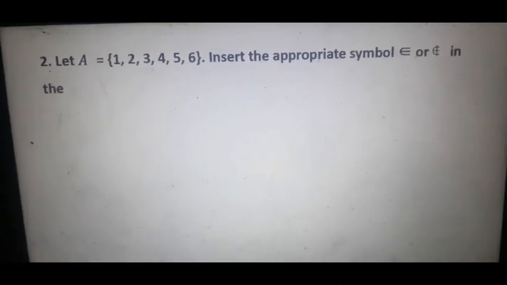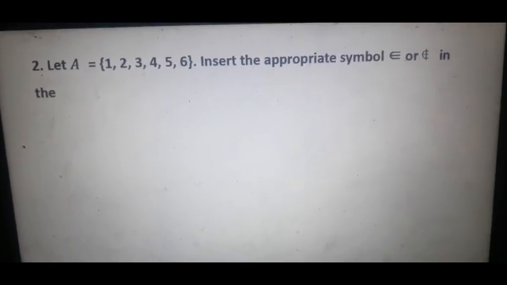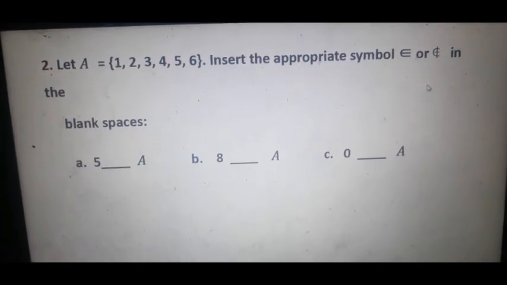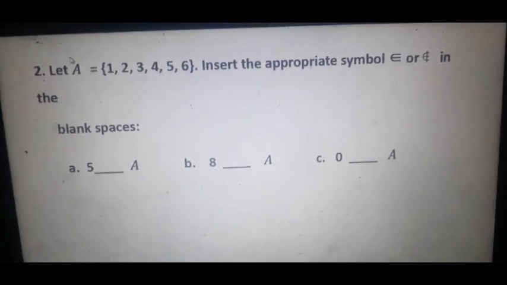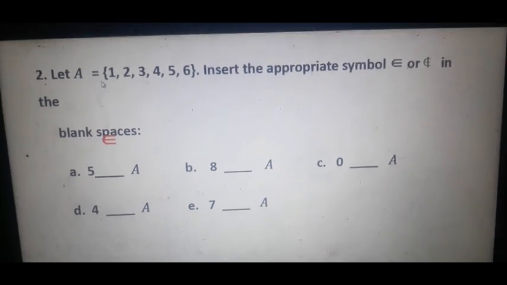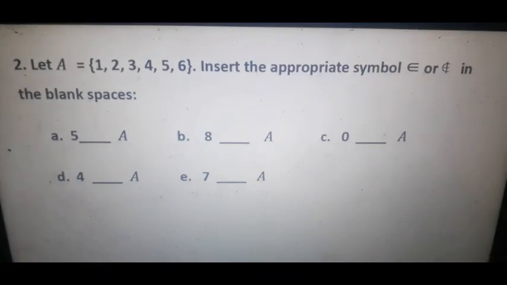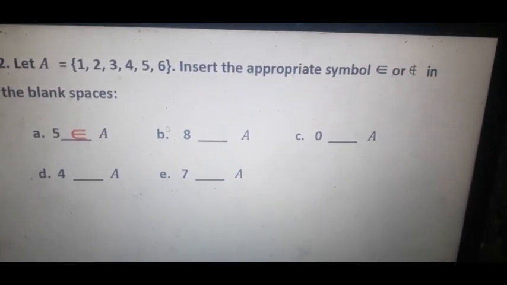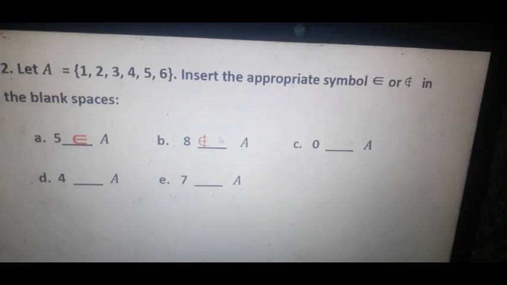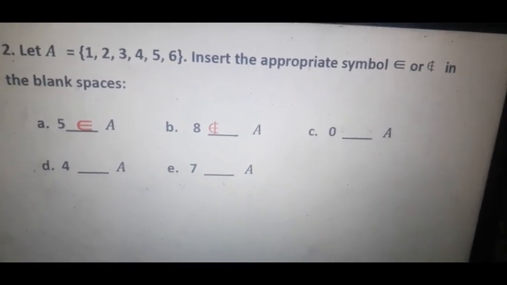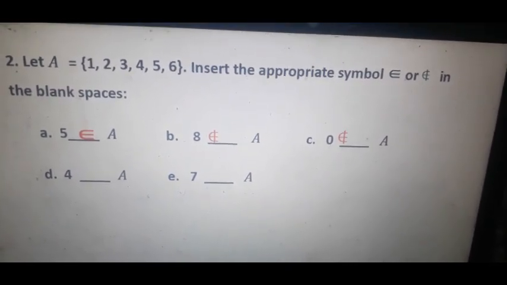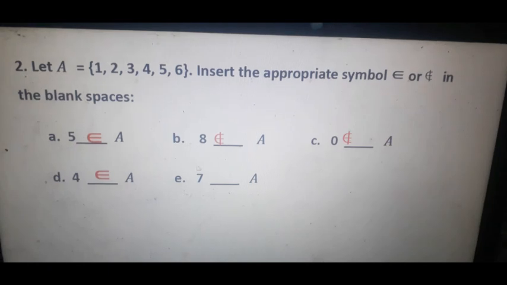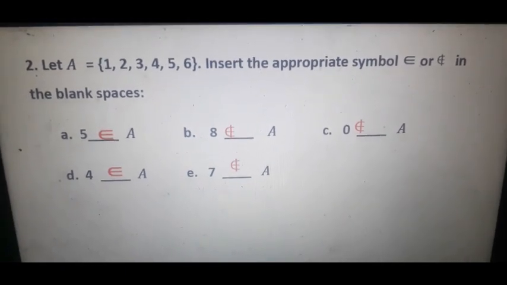The other is number 2. Let A be a set containing the elements 1, 2, 3, 4, 5, 6. Insert the appropriate symbol, an element or not an element, in the blank space. For example, is 5 an element of the given set A? Yes, definitely. 5 is contained in set A, therefore 5 is an element of set A. What about 8? 8 is not contained in set A, therefore 8 is not an element of set A. What about 0? 0 is not contained in set A, therefore 0 is not an element of A. What about 4? 4 is contained in set A, therefore it is an element. 7 is not contained in set A, therefore 7 is not an element of A.